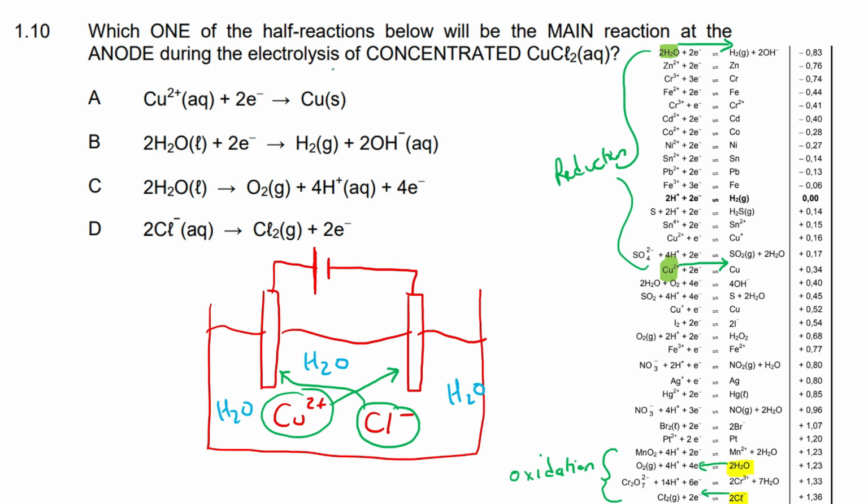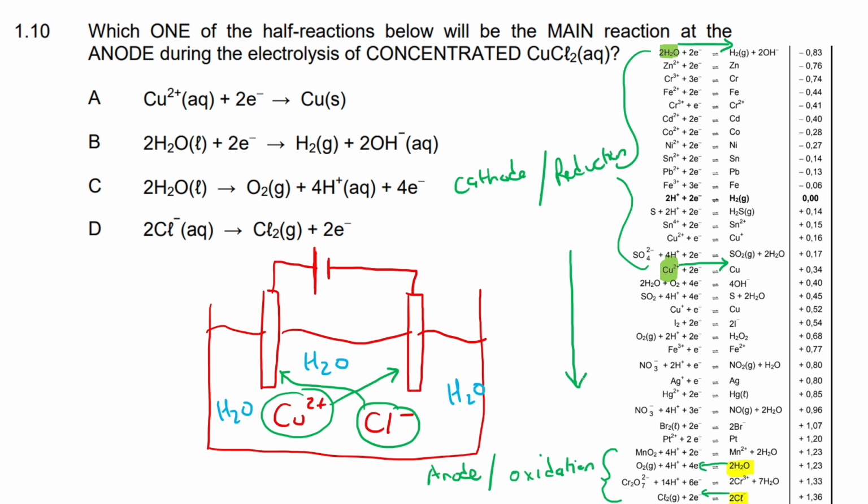Now, they said, which of the following is going to happen at the anode? Now, I've taught you guys that reduction always happens at a cathode, and oxidation always happens at an anode. So the competition is going to be over here. Okay. Now, what have I taught you guys? I've taught you guys that normally you need to follow the arrows.